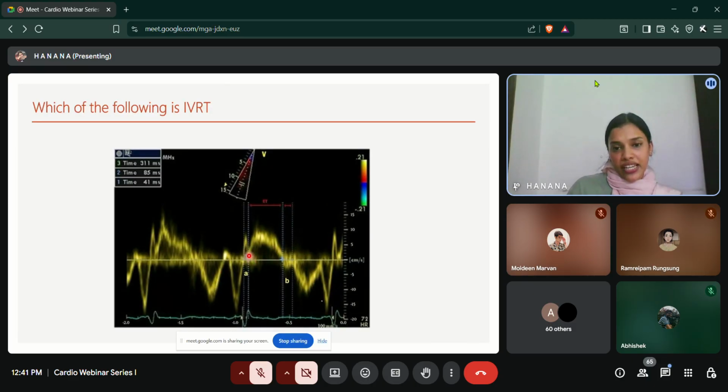I have already told you that in case of TDI, you should make sure that when you are seeing a blue and red flow here, the TDI preset is on. So in the case of TDI, the upward flow is the systolic flow. Here the systole ends.